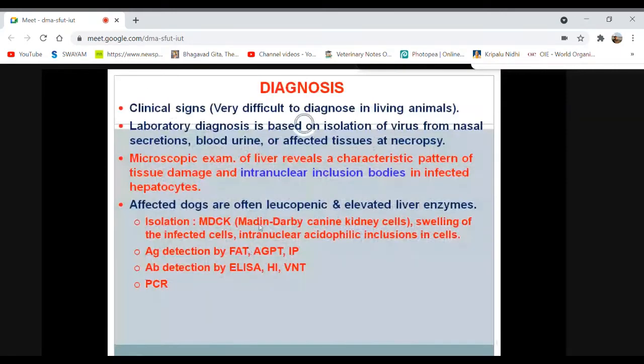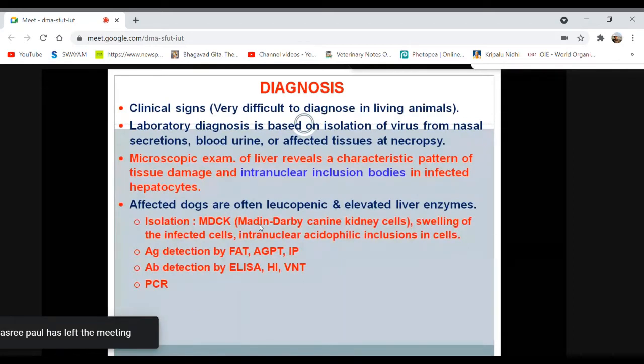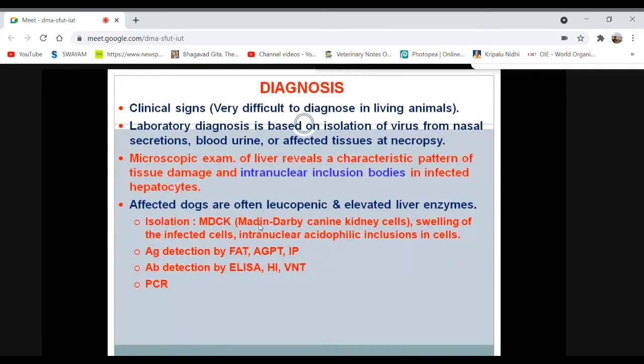And finally, diagnosis based on the clinical signs and symptoms is difficult. The only thing you can suspect, by observing the clinical signs, is mostly the bilateral corneal opacity, what we call hepatitis blue eye or blue eye condition, right? So you can suspect it, but it is not easy to say.